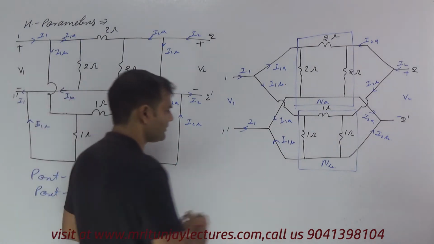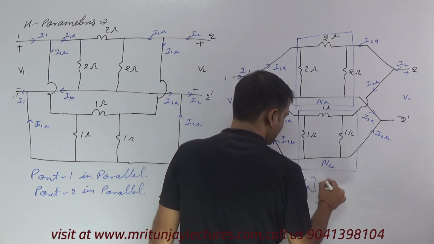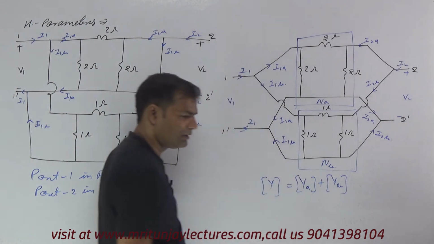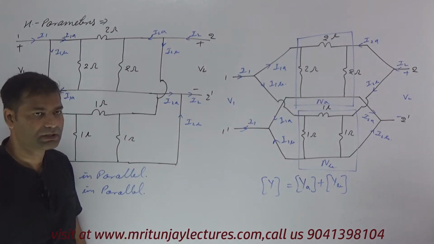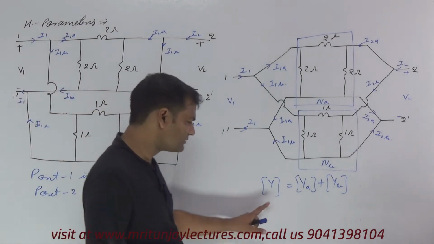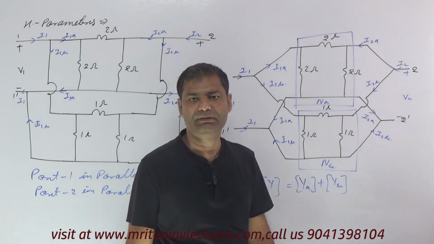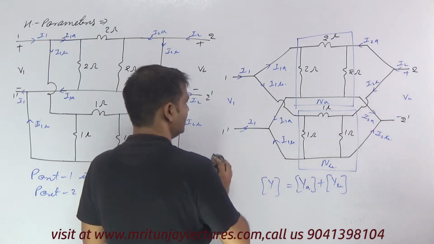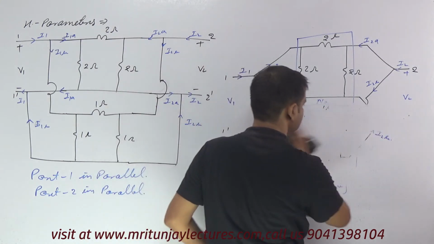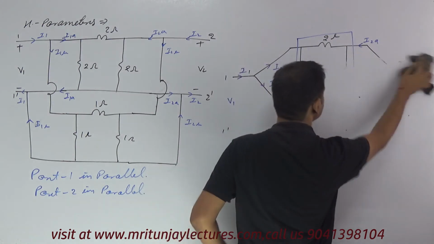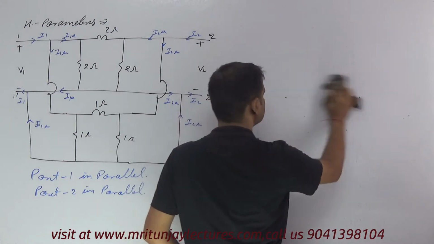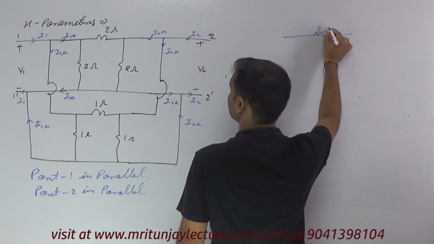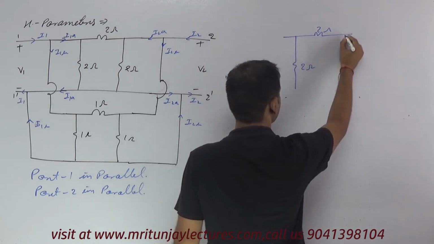So our motto is, first of all, determine YA, and after that YB, and then connect them, and finally we get Y corresponding to this one. After that this Y is converted into H parameter. So we focus on one by one. Now that is 2 ohm, that is 2 ohm, and that is 2 ohm.